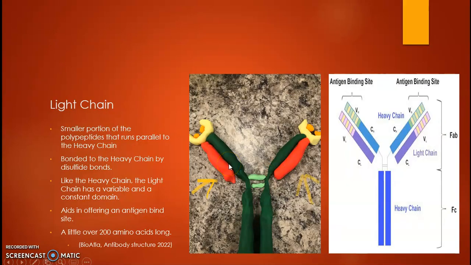The light chain is the smaller portion of the polypeptides that runs parallel to the heavy chain, bonded to the heavy chain by disulfide bonds. Like the heavy chain, the light chain has a variable and a constant domain. This aids in offering an antigen binding site, and it is a little over 200 amino acids long. You can see here it is with the arrows pointing to the red. That is the light chain.